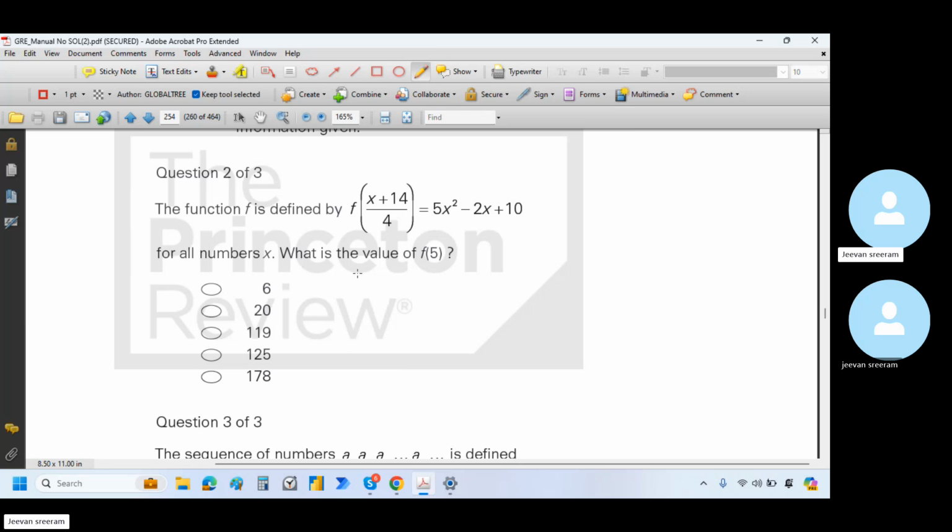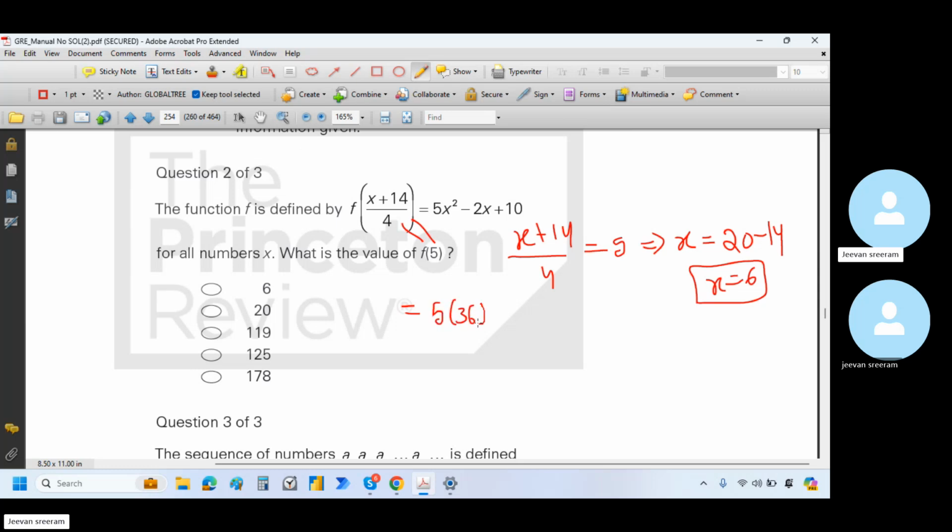The next. So we got x plus 14 by 4, 5x square plus 2x minus 10 and f of 5. He's asking for 5. Let's equate these two. You will get an x value. Just substitute in it. When x plus 14 by 4 is 5, x is going to be 20 minus 14. x is 6. x is 6. 5 into 36 minus 2 into 12 plus 10.